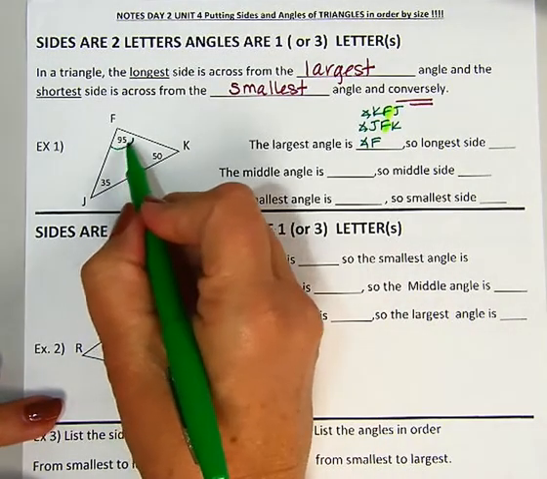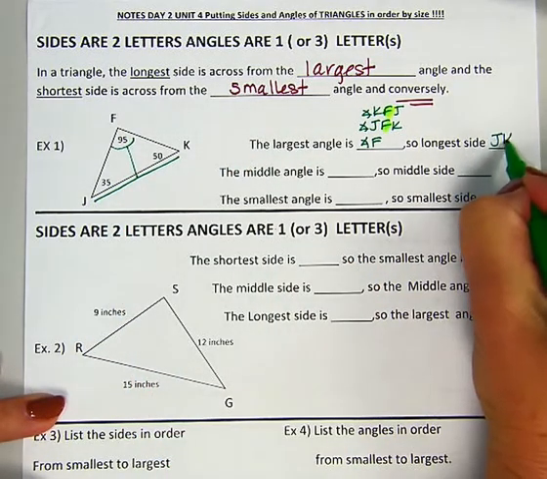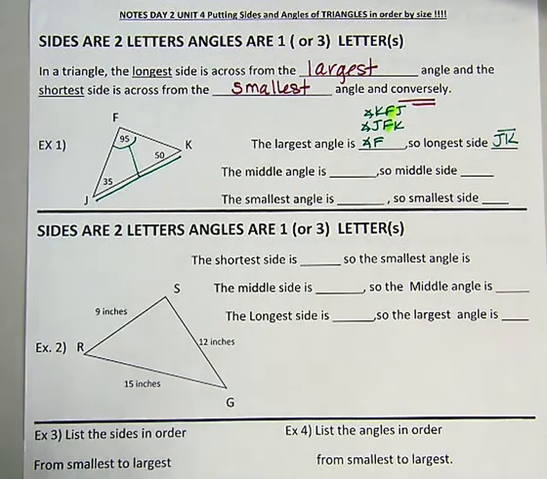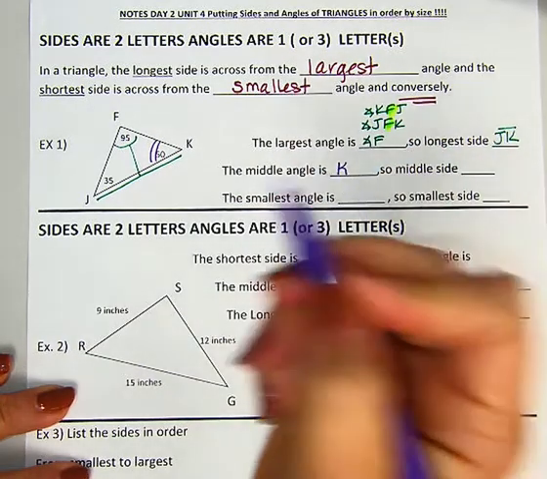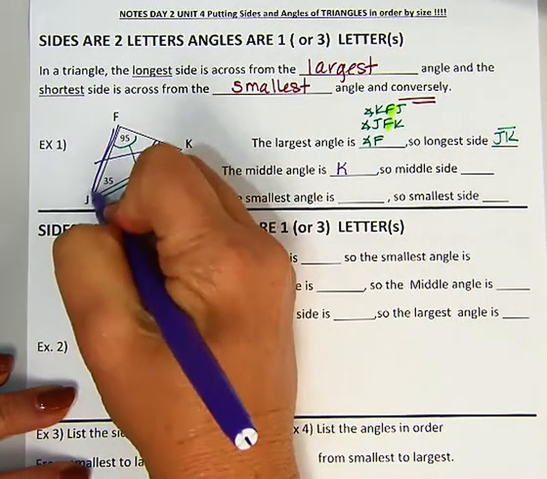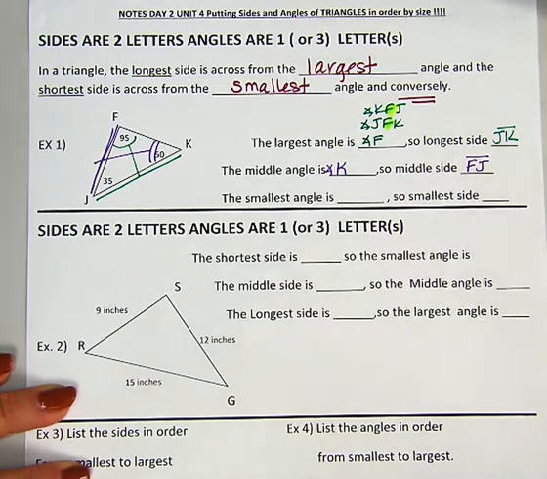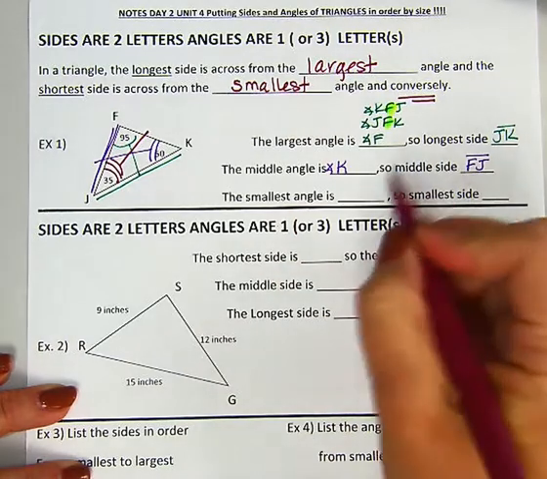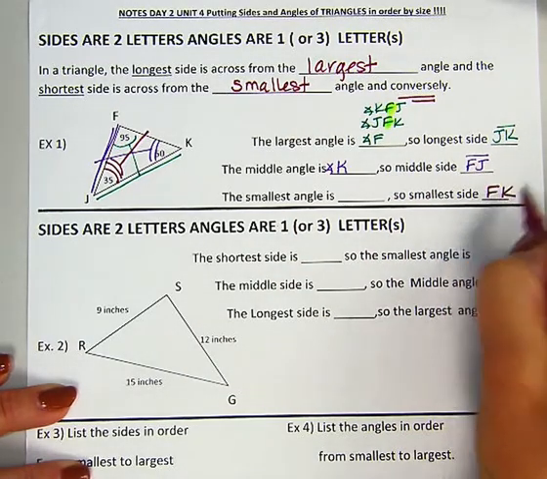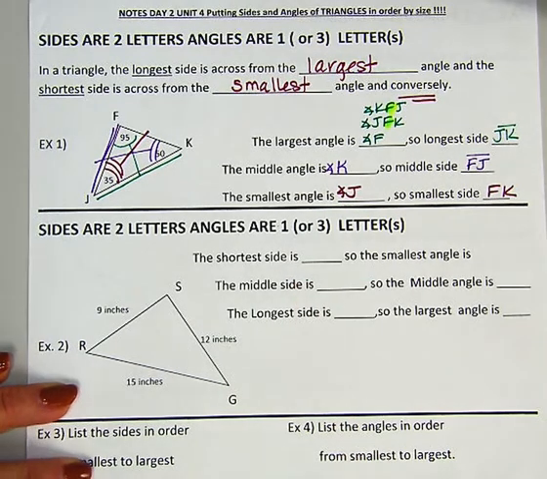This is 95. It's my longest. It's across from my JK, so that is my longest side. Okay. My middle angle is 50, right? So my middle angle is K, and my middle side will be FJ. If you have multiple colors, it makes it really easy to color code, and this is angle K. Okay. My next one is 35. That's my smallest angle, and it's across from, or I say talking to, FK. And this is J. Okay. So largest is across from the longest, middle is across from the middle, smallest is across from the shortest.